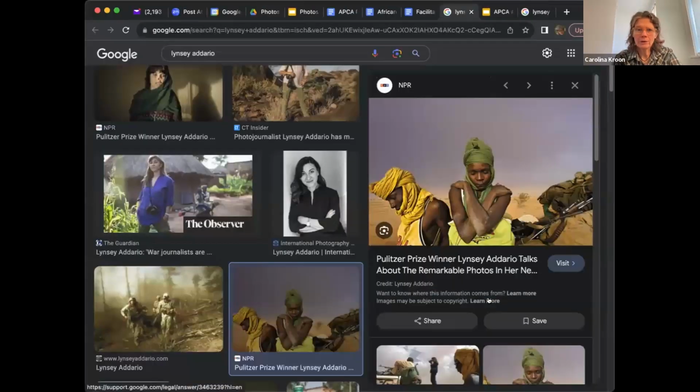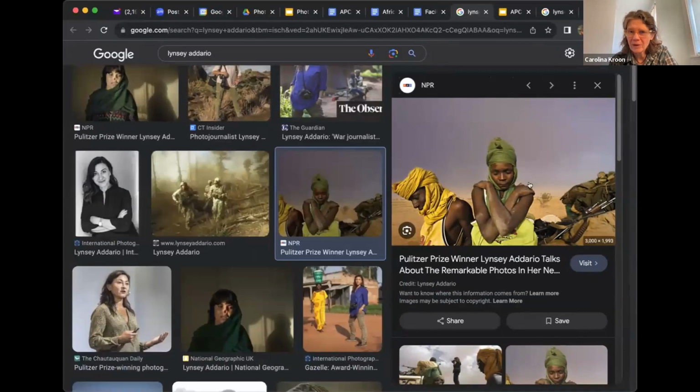One of my favorite news photographers, Lindsay Dario, she was the one with the photograph of the women in blue and the silhouette. If you look at this photo on the right, I'm hoping this is big enough that you can see the numbers on the bottom right. Can somebody just tell me in the chat that you can make that out? Or I can try and make this a little bit bigger as well.